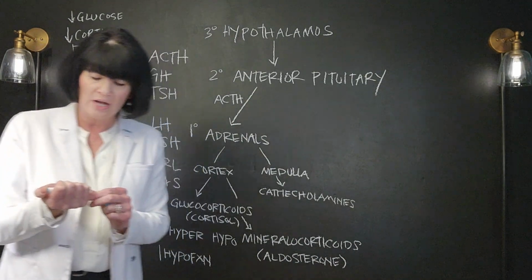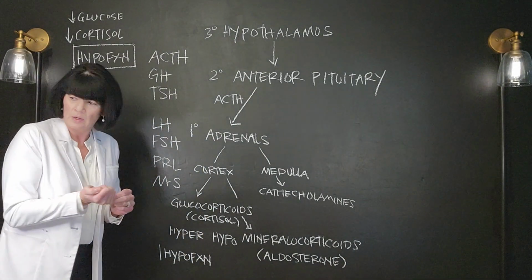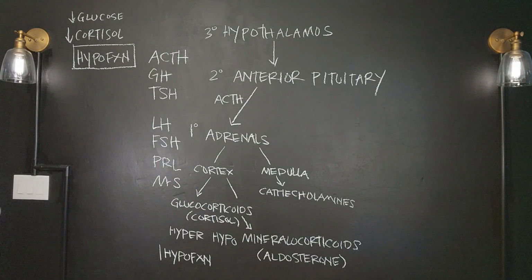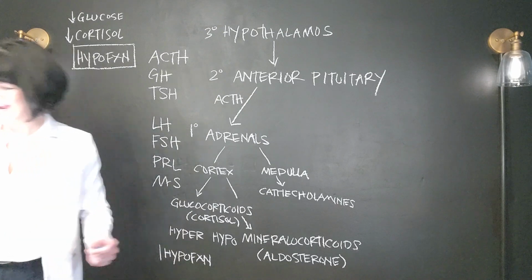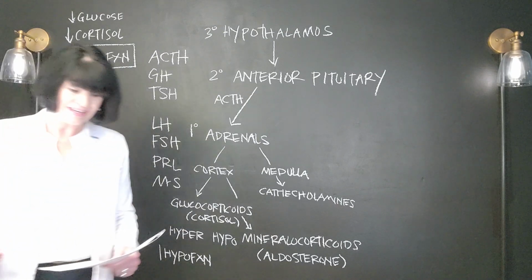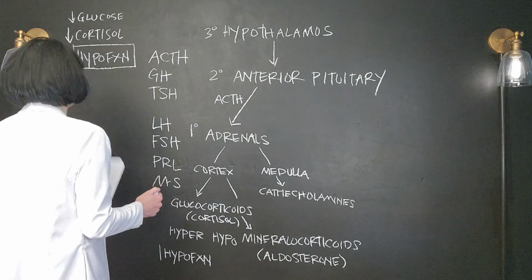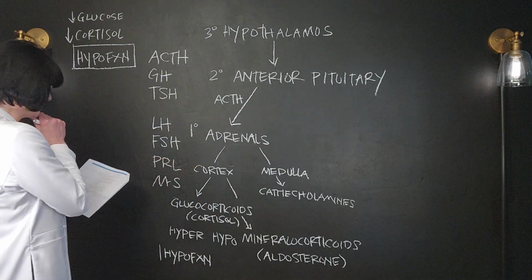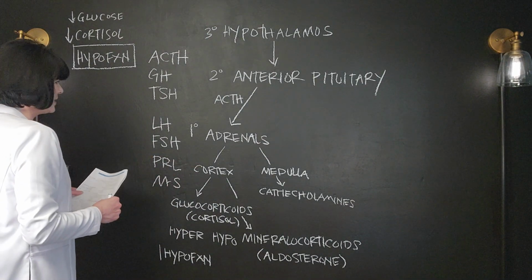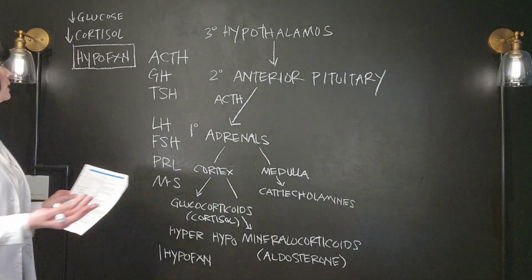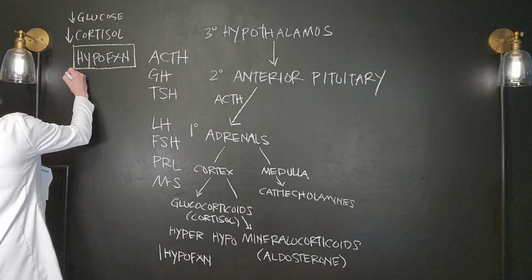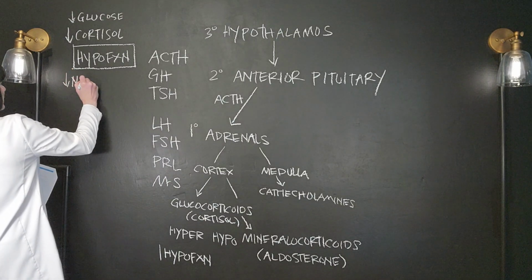Okay? So aldosterone has to do with our ability to promote sodium reabsorption and potassium excretion by the kidneys. Okay? So when it comes to hypofunction, so if our mineralocorticoids aren't working very well, then we're not going to get that sodium reabsorption. So if we don't get sodium reabsorption, our sodium levels are going to decrease.